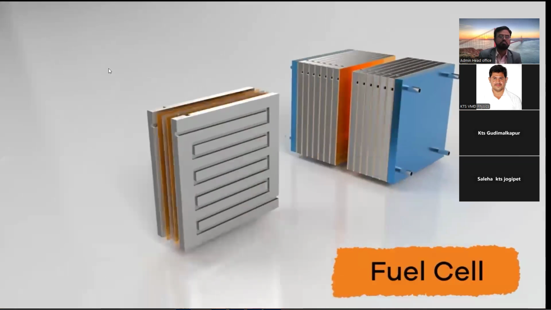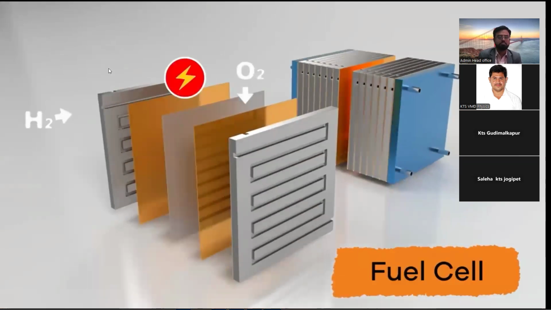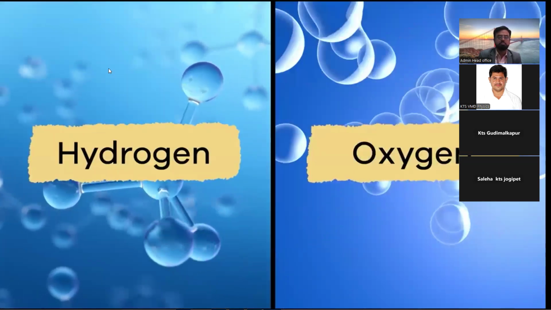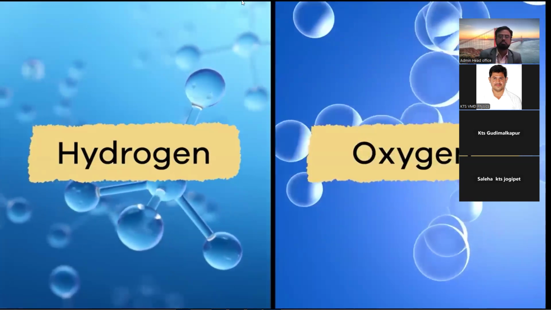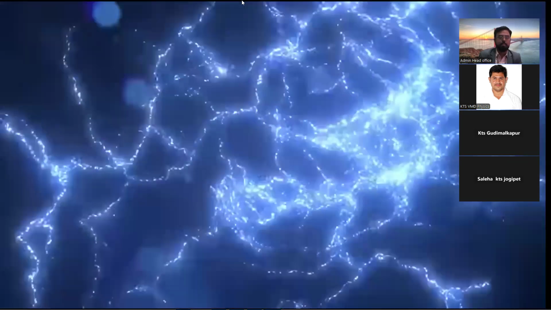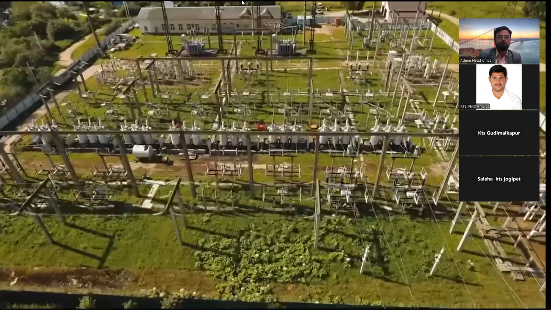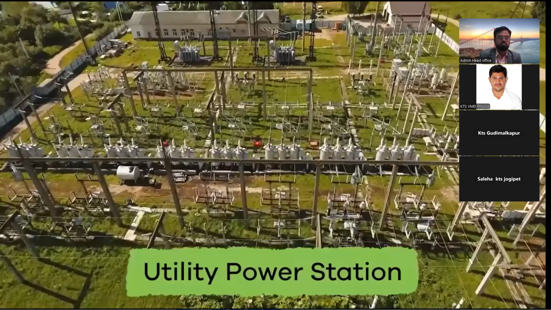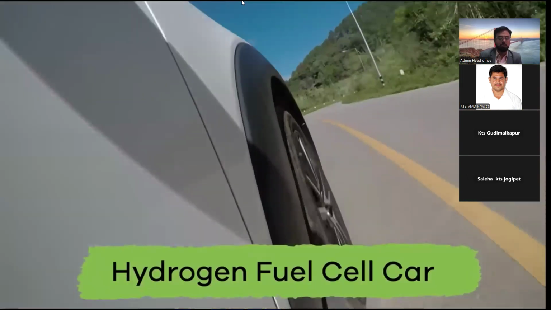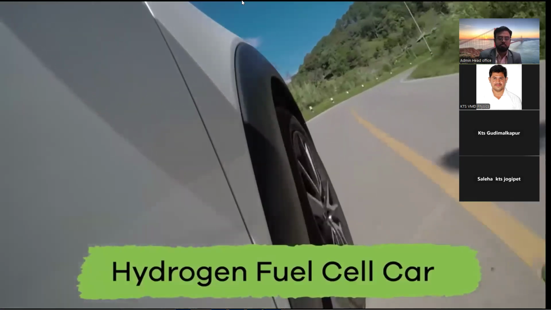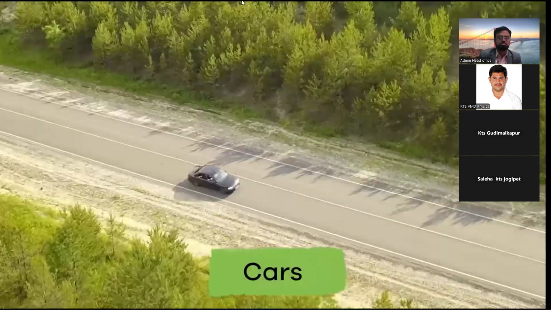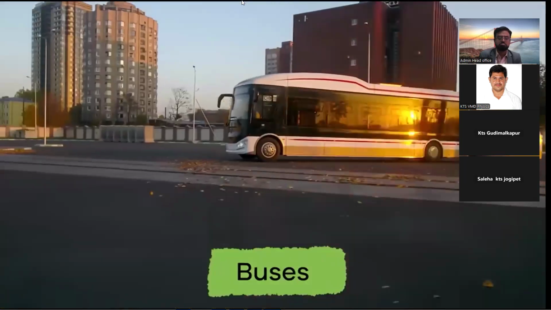Fuel cells also work like batteries, except they don't need to be recharged. Fuel cells take chemicals like hydrogen and oxygen and put them together. When the two chemicals react to each other, or have a chemical reaction, electricity is created. Fuel cells can provide power for something as big as a utility power station to something as small as a laptop computer. There are even hydrogen-powered vehicles that use fuel cells. Some of these vehicles include forklifts, cars, boats, and buses.